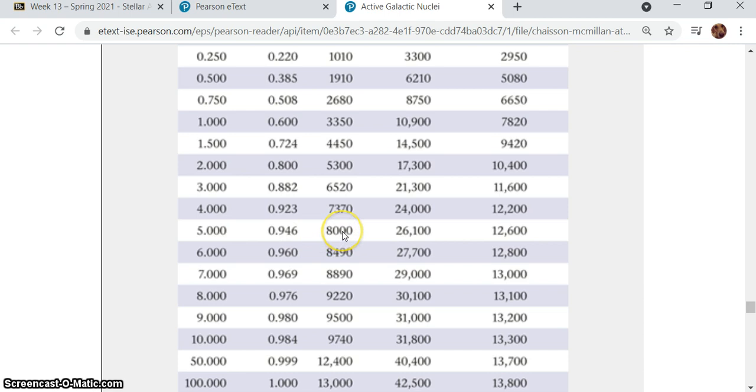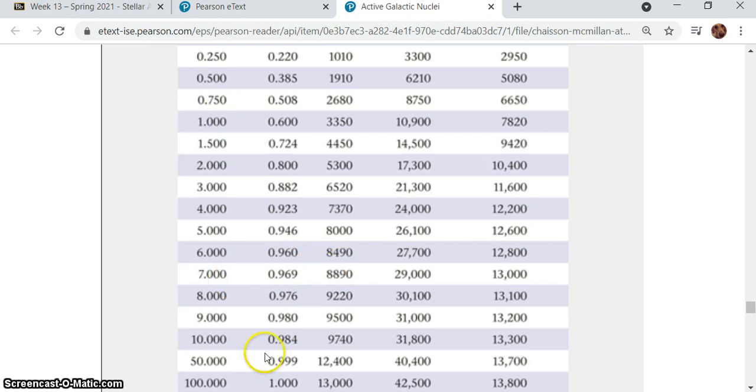And just to let you know, right here, remember the second column is the recession velocity divided by the speed of light. So this thing is traveling at almost 94.6% the speed of light. So we definitely need the equations of special relativity. Well, we don't use them, but we use the table.